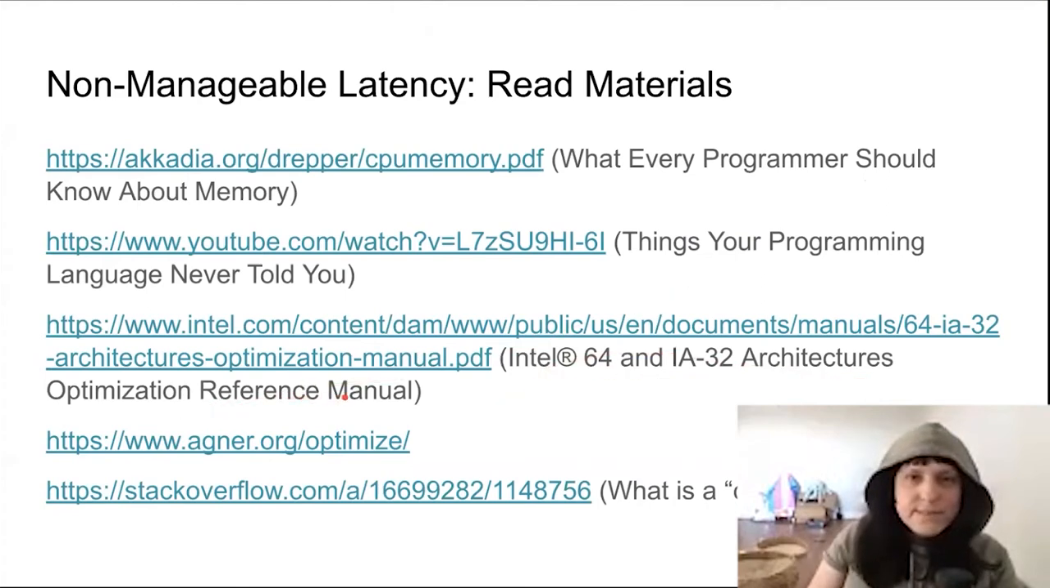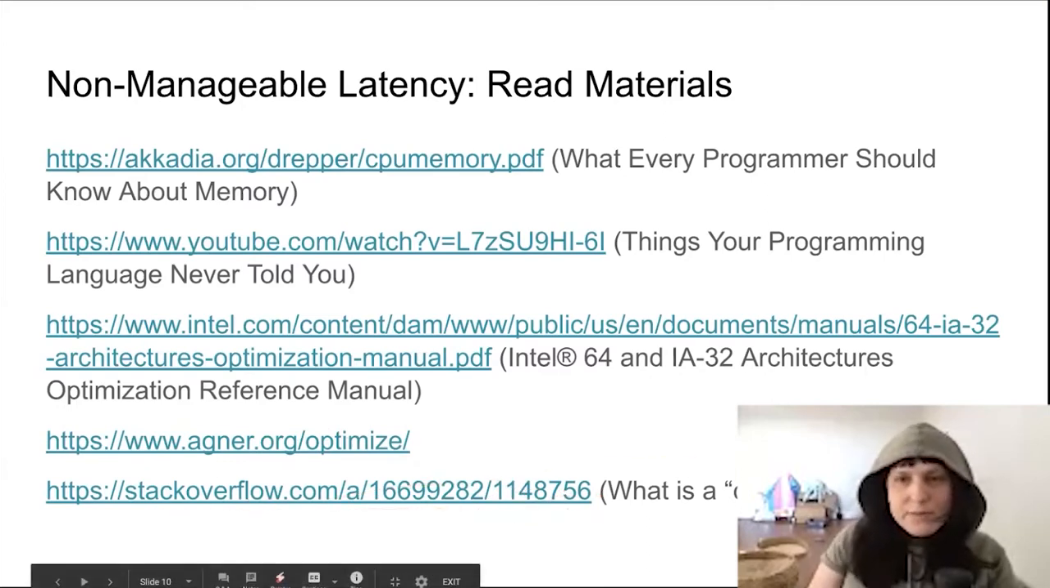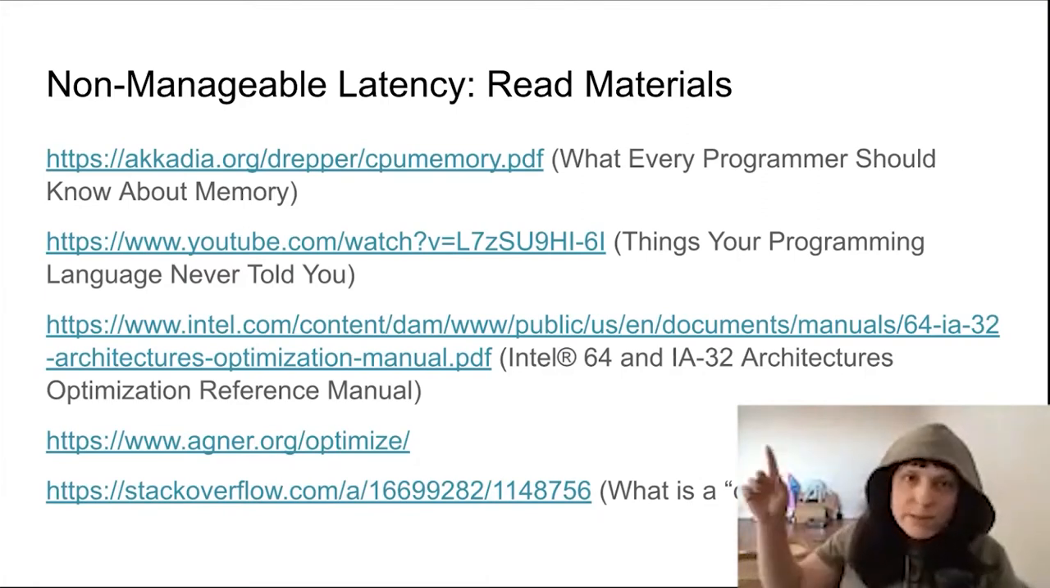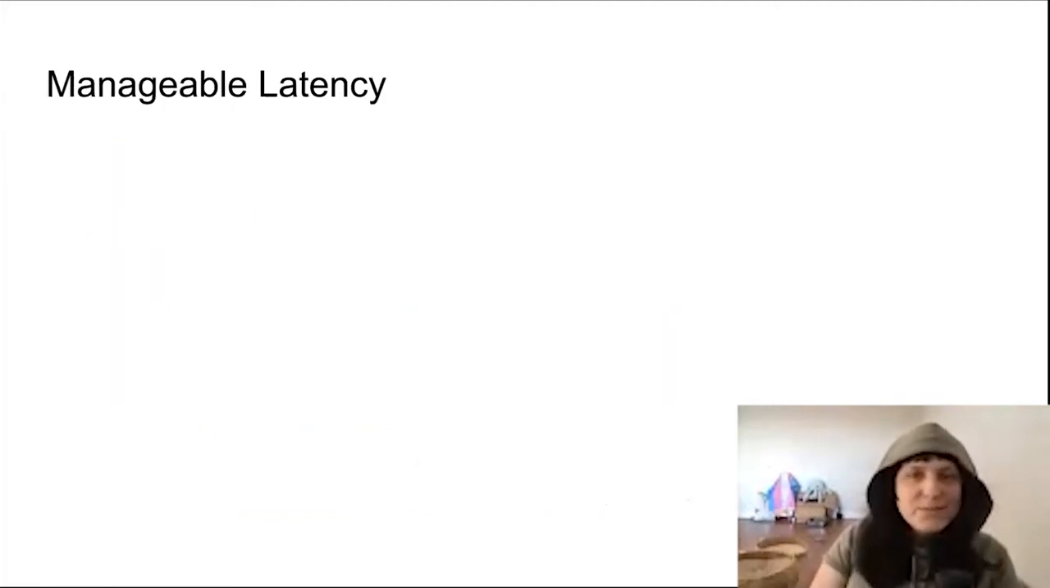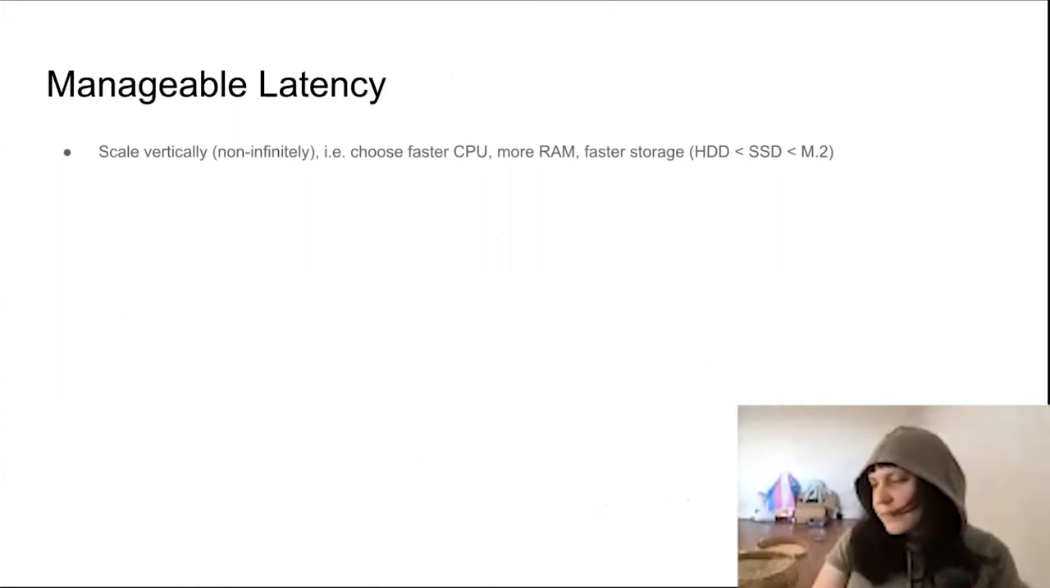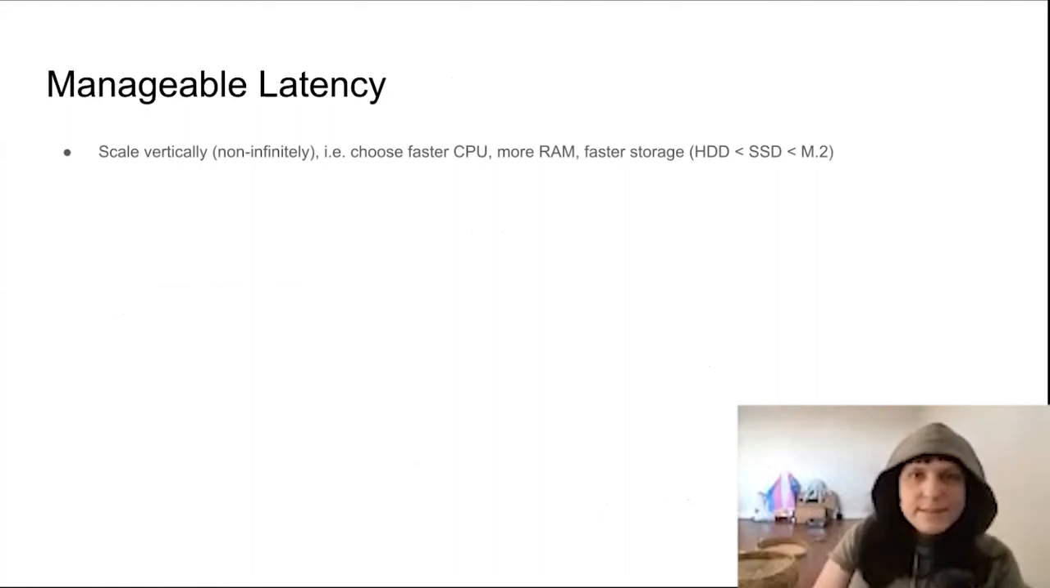This is an Intel reference for optimization. This explains everything in great detail. If you want to read it, this is a very good source of information about optimization. And this is a very nice reply on Stack Overflow about cache-friendly code. Okay, we finished with non-manageable latency. I hope it wasn't boring. Manageable latency, something we can manage. So sometimes to improve the response time of a service, we can scale it vertically, or make limits higher for a Kubernetes container, for instance.